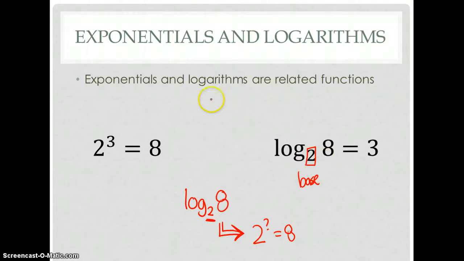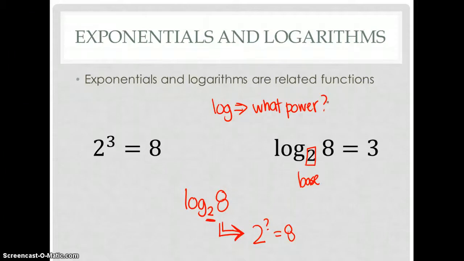So the log is saying, what power did I need to raise that base to in order to get 8? So 2 to what power, that's why the answer is 3.